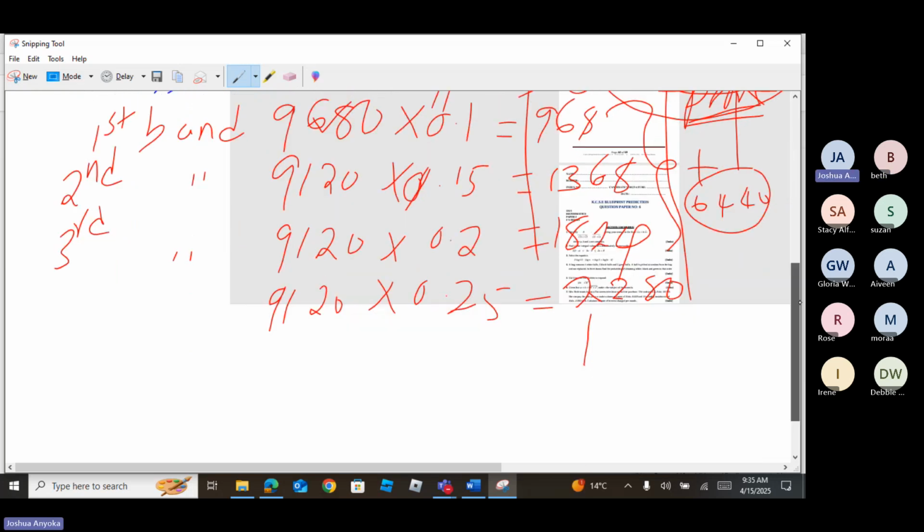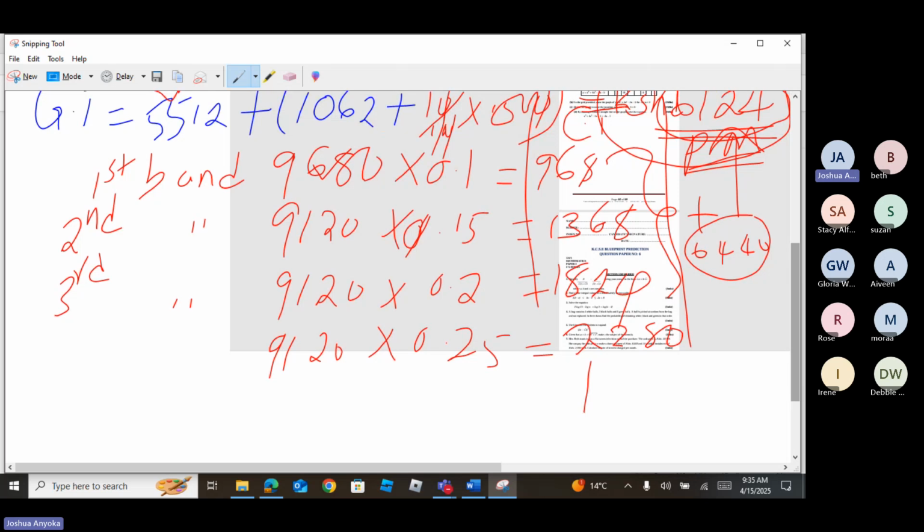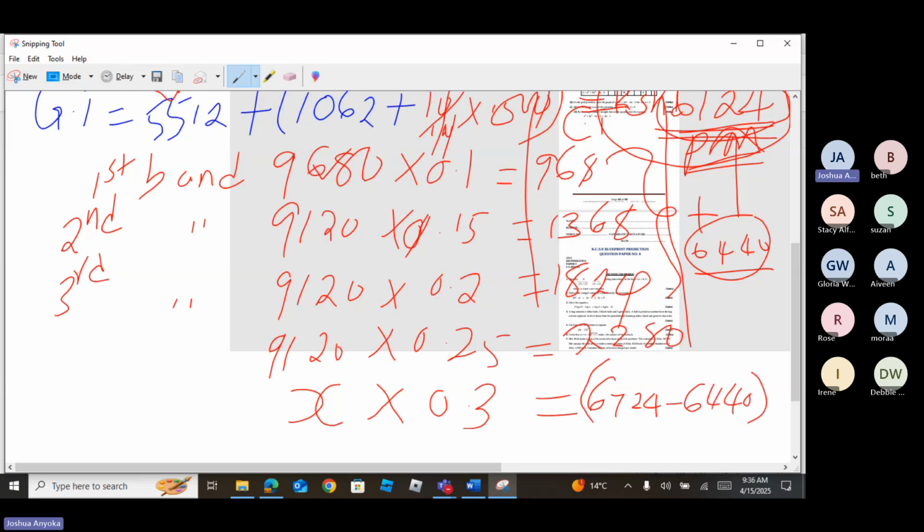So we now see the figure which is remaining, 6724 minus 6440. Si ni kidogo sana? Yes. So we don't need now a complete band. We need a section of it. We call it x. X times 0.3 is equals to, what do you get? 6724 minus 6440. 284. 284, si ndio?